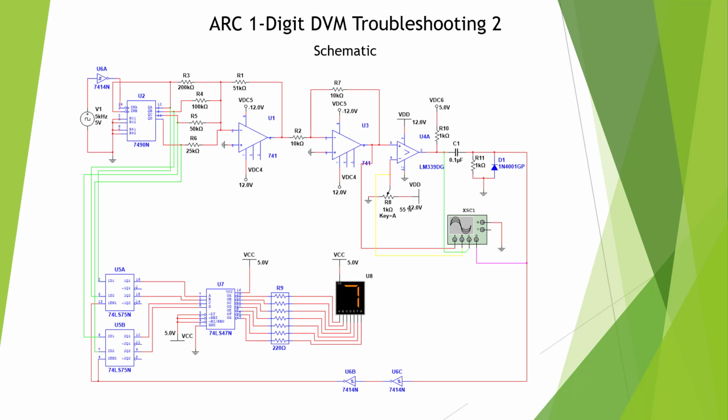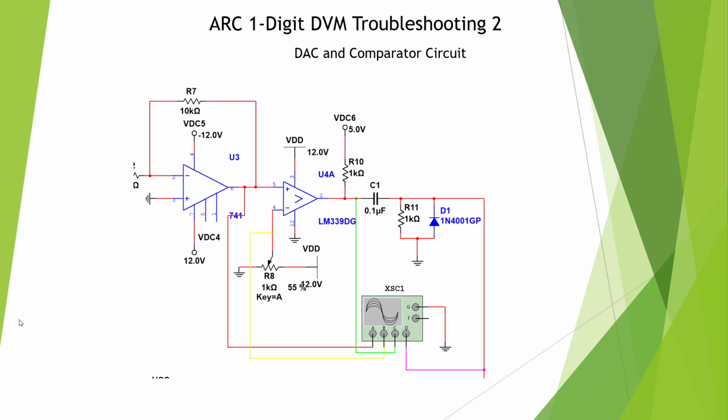Here we have the complete schematic, made up in Multisim, with our DAC, our comparator, and over here we have the D latches and our 7447 converter to 7-segment and all the interconnecting circuitry. Here we have the output of the DAC in our comparator circuit, and this is our differentiator here where we're supposed to make the spike.